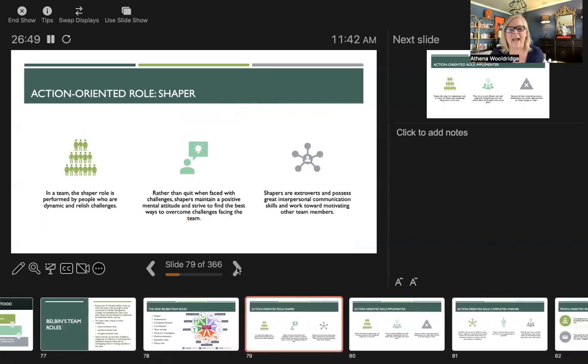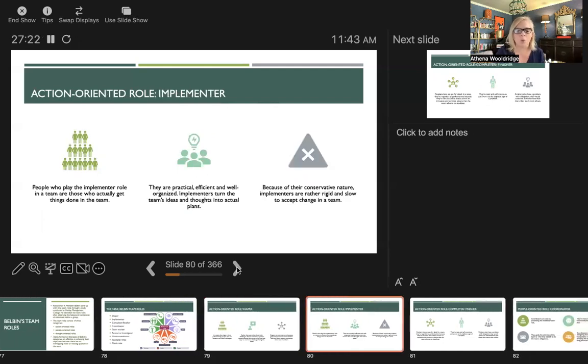So let's think about these action-oriented roles. What does that mean? It's somebody who is helping to get things done, right? If we think about somebody like a shaper, this center one here, they're trying to figure out the way to get the most out of the team. How do we motivate the team, rather than quit? The shaper is the motivator. They're usually extroverts, usually those I's and D's that are motivating and trying to keep that personal communication going. That's our shaper.